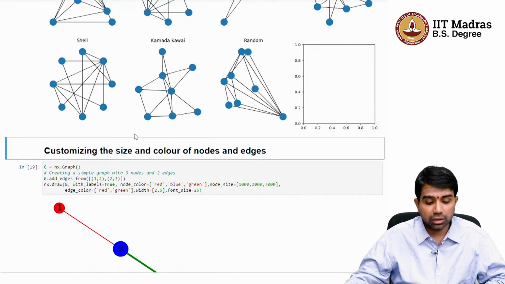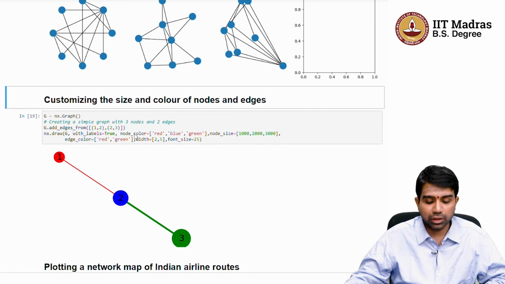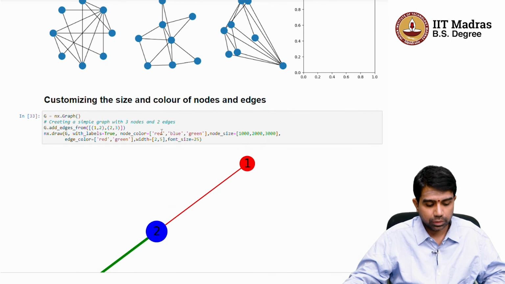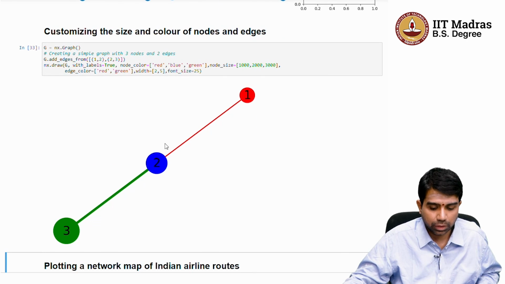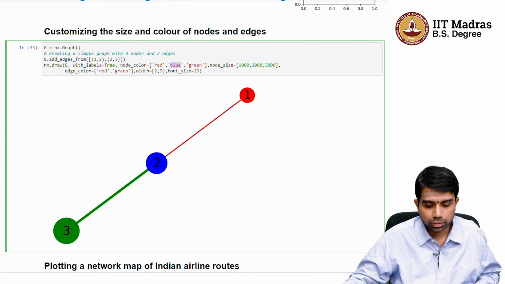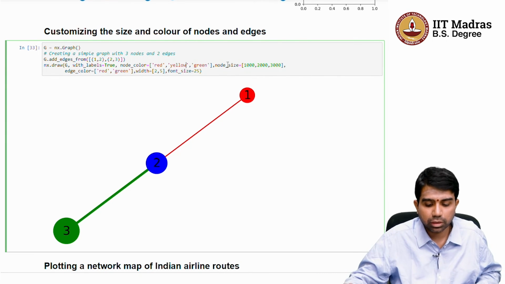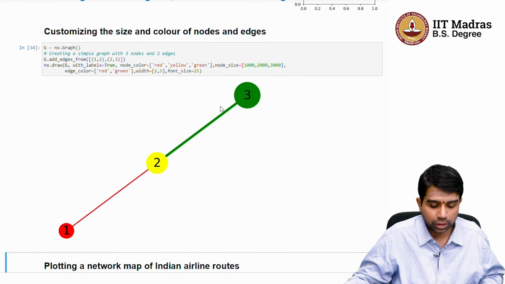And now how do we alter the color of the edges, or how do we alter the thickness of the edges and the color of the nodes and so on. So here's a simple graph. And you see this? Let's just change it to say yellow. It's cleaner. So here you go, 1, 2, and 3.